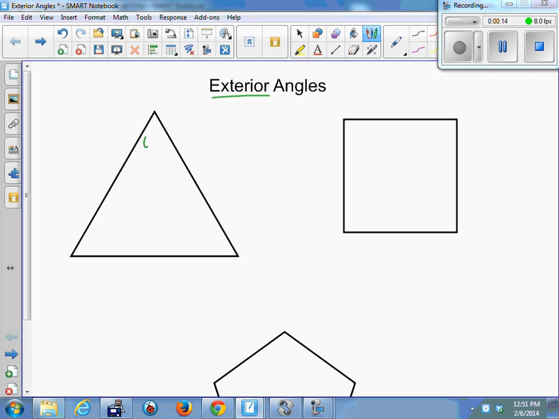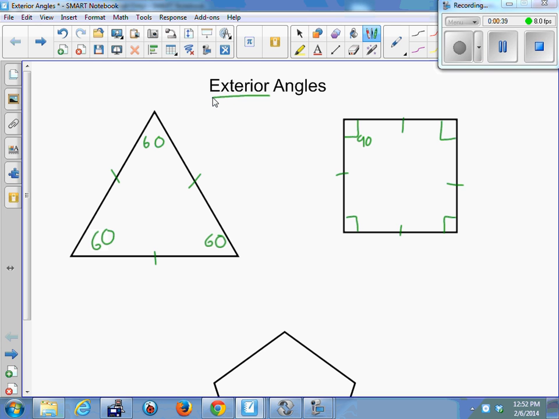We already talked about this in class. This is 60, 60, and 60. So that's an equilateral. All the sides are the same, and all the angles are the same. All right, same thing inside of the square. These are all 90-degree angles. You should know that those are all 90 degrees, and all the sides are congruent, but we're not too worried about that right now.